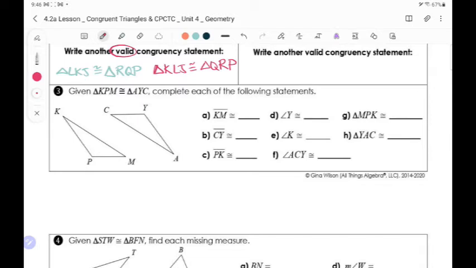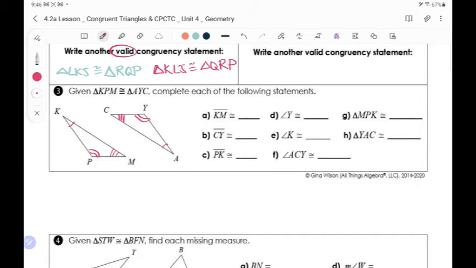Given triangle KPM is congruent to triangle AYC, complete each of the following statements. Here's what we got. KPM and AYC, let's mark them. The K is first and the A is first, so those are congruent. The P is in the middle, I'll put 2 marks, and the Y is in the middle, that's 2 marks. And then the last is M and C, so I'm going to put 3 marks.